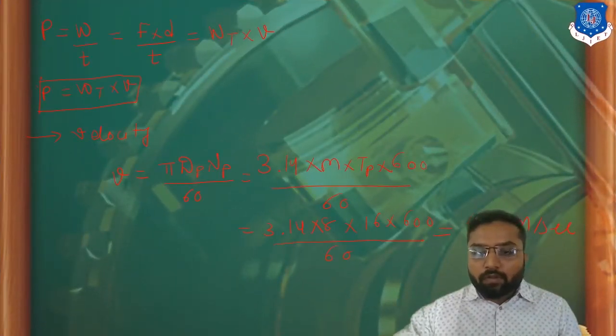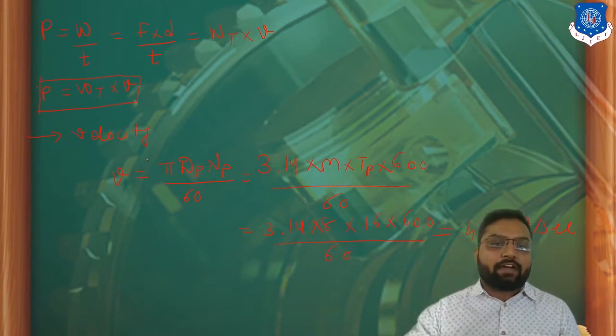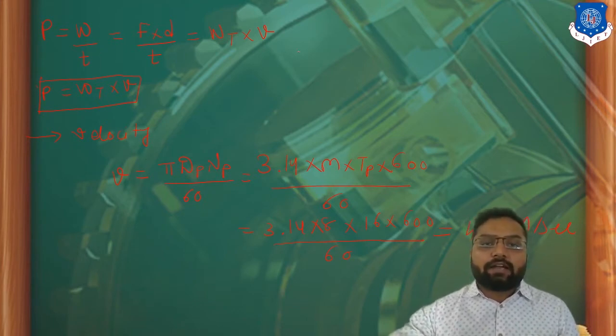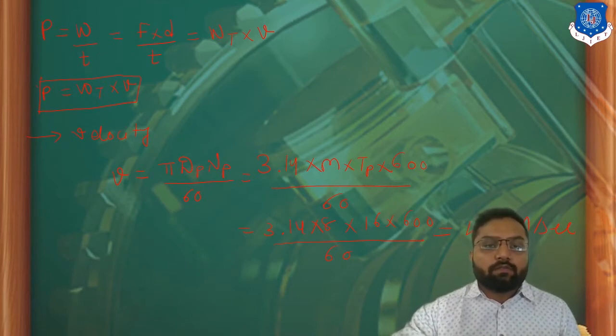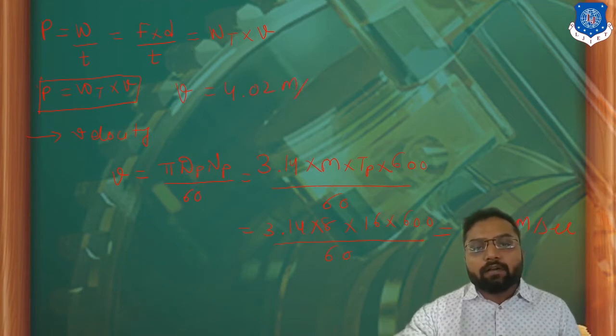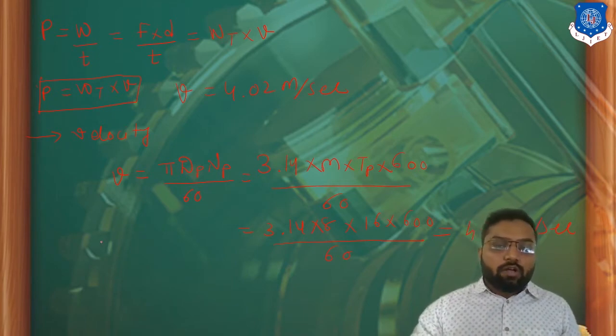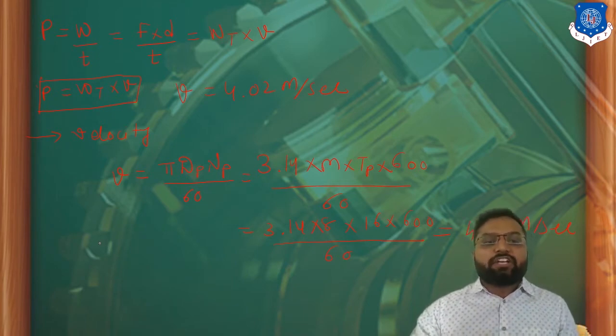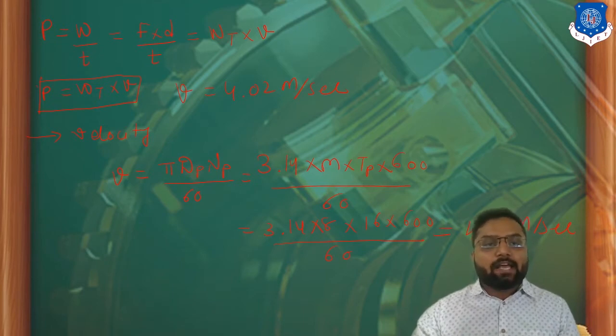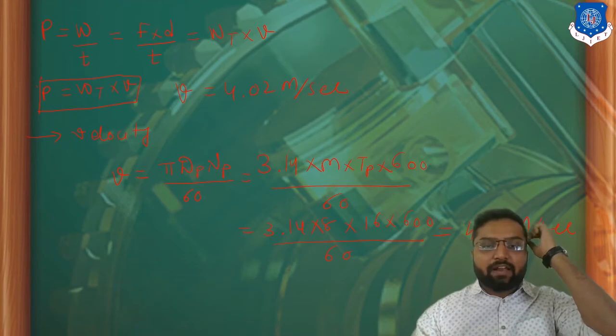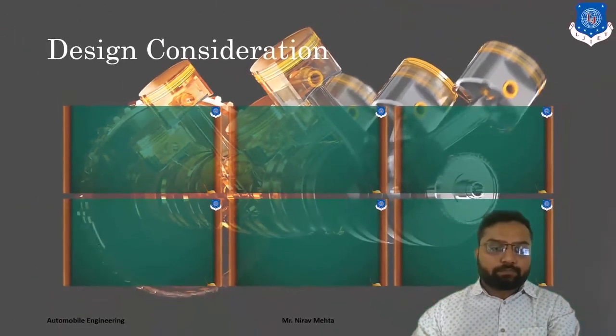So the value of this is nothing but 4.02 meter per second. So we have velocity. Let's write it down here. Velocity is nothing but 4.02 meter per second. Now let's find out the second step. It is Wt, or you can say thrust load. Clear? I hope you understand this point very well. Let's move on to Wt.